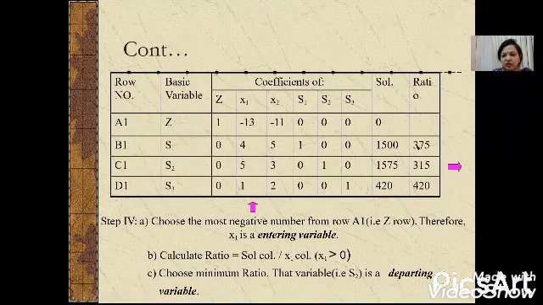So here we calculate the ratio. Solution column 1500 divided by x1 column 4, 1575 divided by 5, 420 divided by 1. So we get these ratios: 375, 315 and 420. Now from these ratios, we choose the minimum ratio. And we can see here that this is the minimum ratio, so it is the departing variable. So here x1 is the entering variable and s2 is the departing variable.